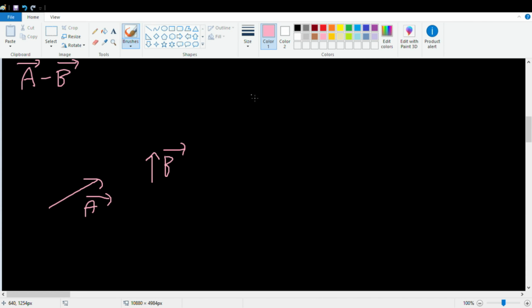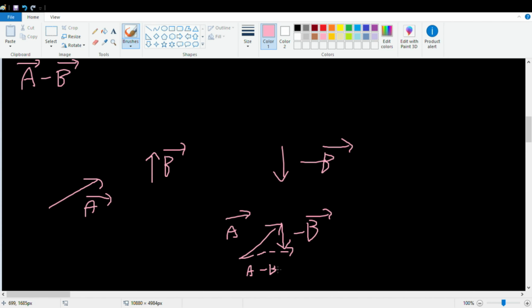So let's flip this. We're going to put negative B is equal to this. Now we can do the tail to tip method. A, in fact, negative B, A minus B. How awesome.